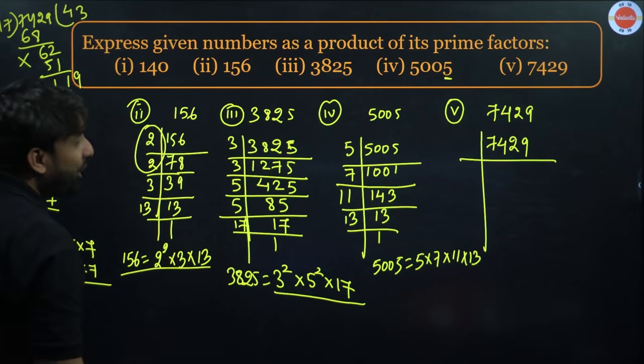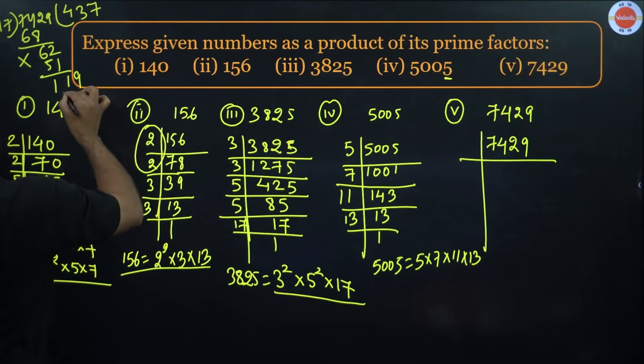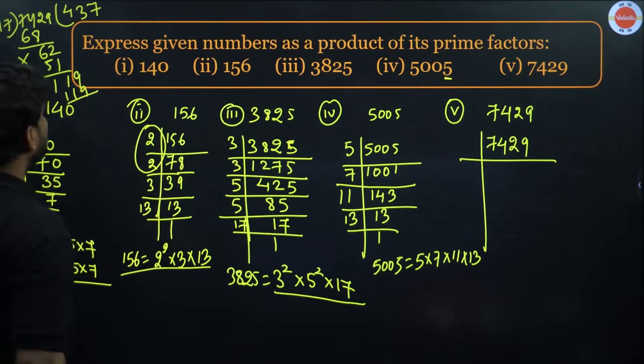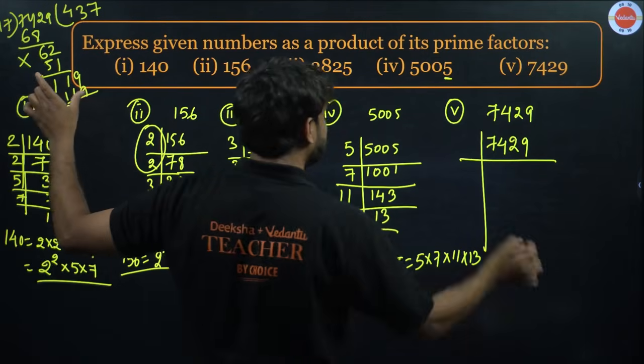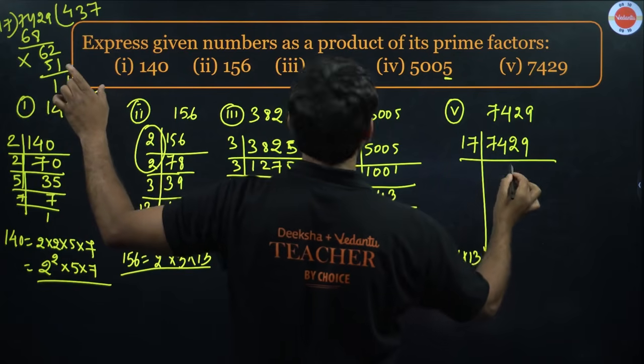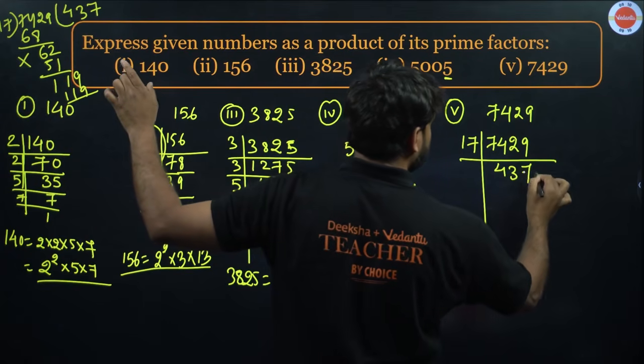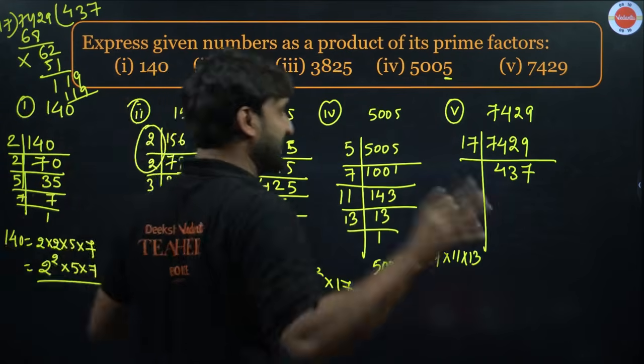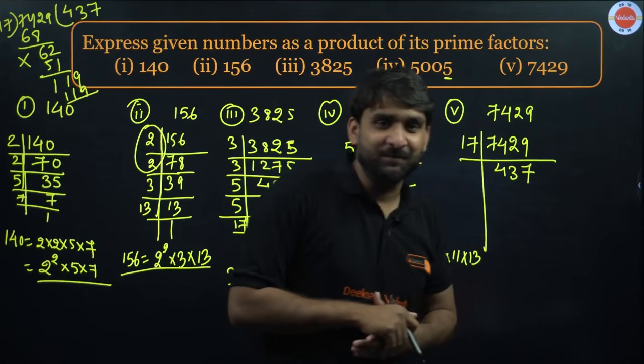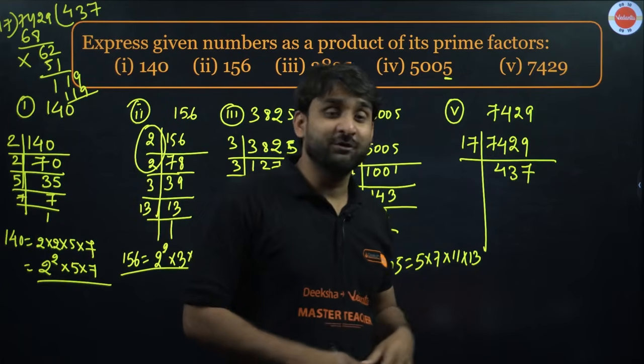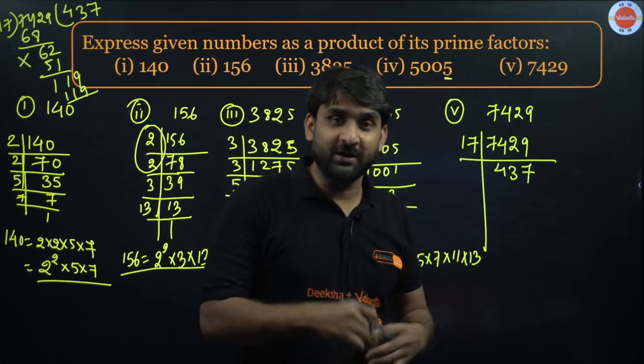And you all know 17 7s are 119 is there. Wow, 17 7s are 119. It means that 17 is clearly dividing this number, and the quotient is 437. Now 437 is there. Now check which number can divide this 437. There are so many numbers.